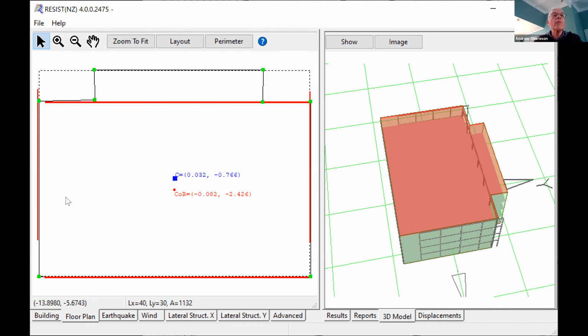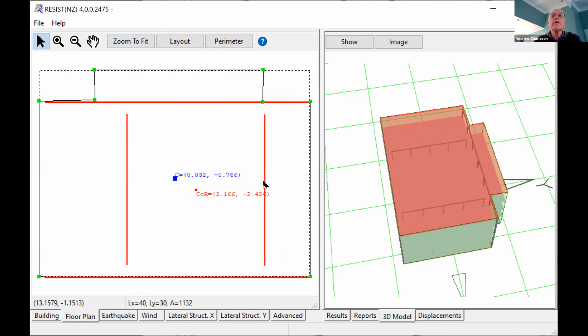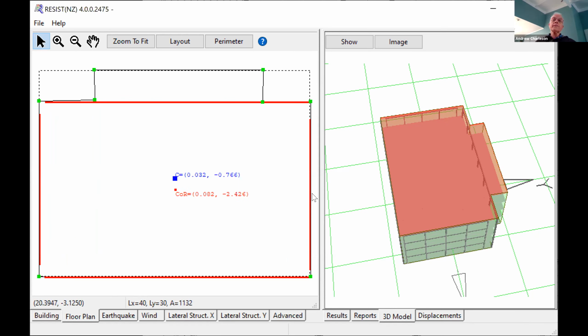There we are. So I go back to my floor plan editor, and I just drag that moment frame down, and I drag that moment frame down. Just note that I can put the frames anywhere in plan to suit my design. I could have them there. But as I said before, for the clinic, it makes more sense to have the frames on the perimeter. So I'm going to do my design like that. Okay, so I go back to the Y direction.